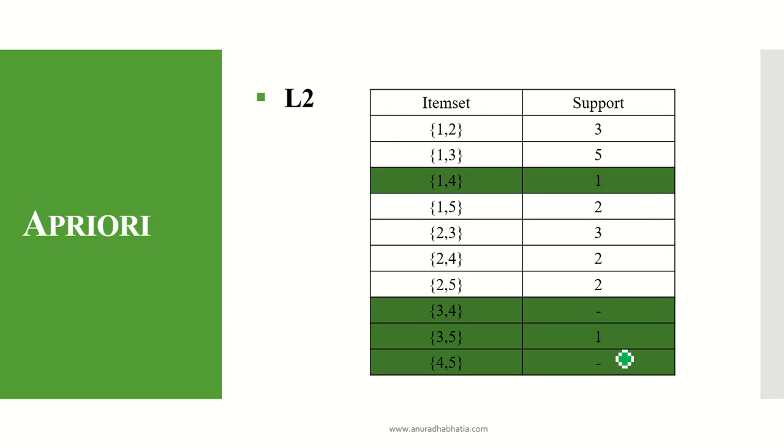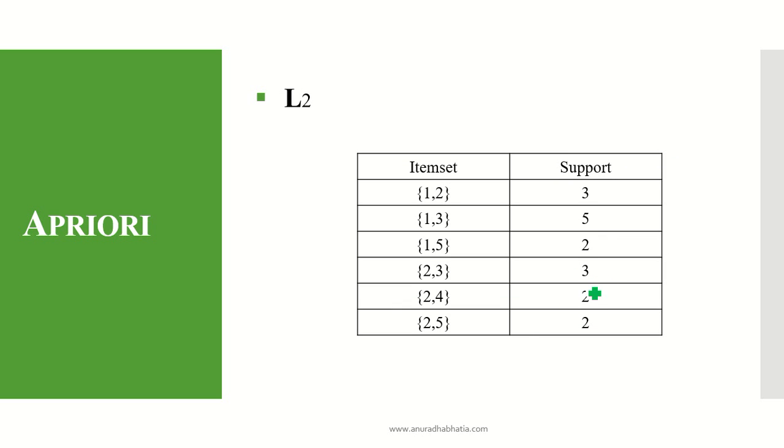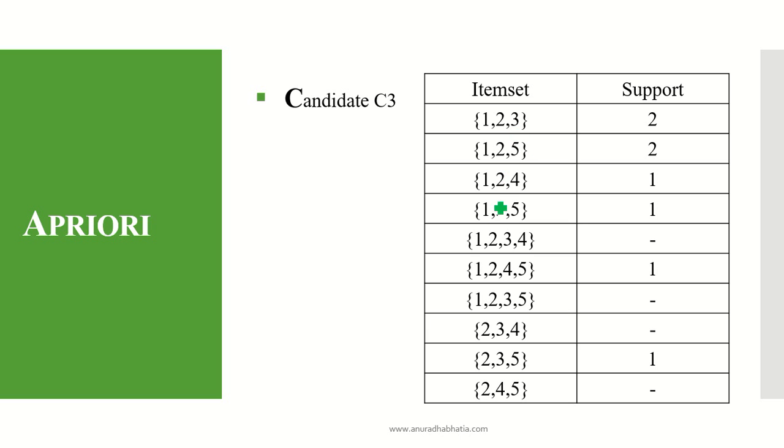After I have found this support, I need to go to L2, where anything less than 2 has to be rejected. So these 4 item sets are rejected, and this is my final table of L2. Here I've got a pair. Now I go to the third candidate, that is C3, where I need to combine these 2 item sets. So the combination will lead to 1, 2 and 3; 1, 2 and 5; 1, 3, 5, and so on and so forth.